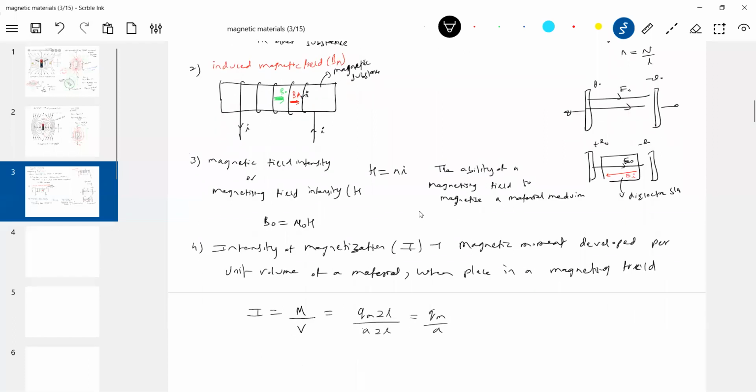I introduced some terms like this. Can you remember the pole strength? M naught, again you'll get confused. So there's a pole strength. I'm bringing that one. There's a north pole and a south pole. Let the length be 2l and the side length, let it be A.